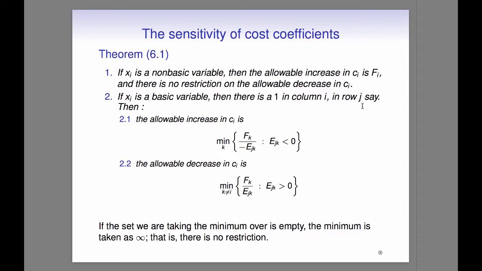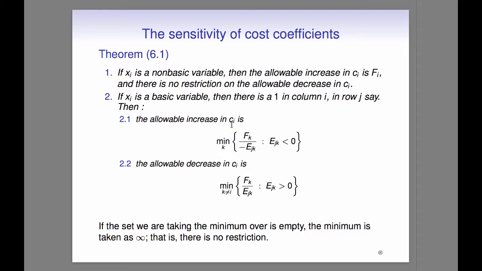So you notice here, j, that's fixed. That's the row number where the 1 occurs in column i. And what we're varying here is the k. We're taking the minimum over k. So we're letting k vary, and we're computing the ratio f_k over e_jk.